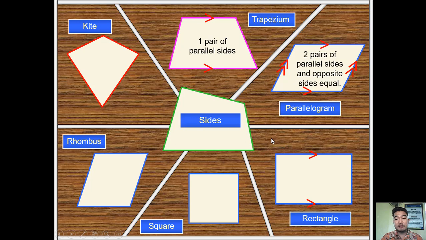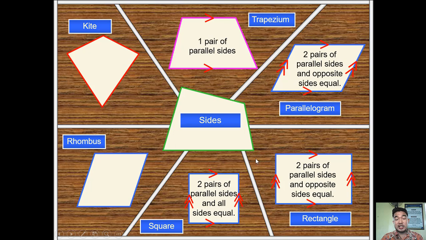How about the sides of the rectangle? The sides of the rectangle are also two pairs of parallel sides and opposite sides are equal. Why? Because a rectangle is a parallelogram. So yung rectangle, meron lang siyang nadagdag na property kaya siya naging rectangle. But actually, a rectangle is a parallelogram. Then a square. Take note that a square is also a parallelogram. And a square is also a rectangle where two pairs of parallel sides, meron siya, ayan, dalawang pares ng parallel sides and all sides are equal.